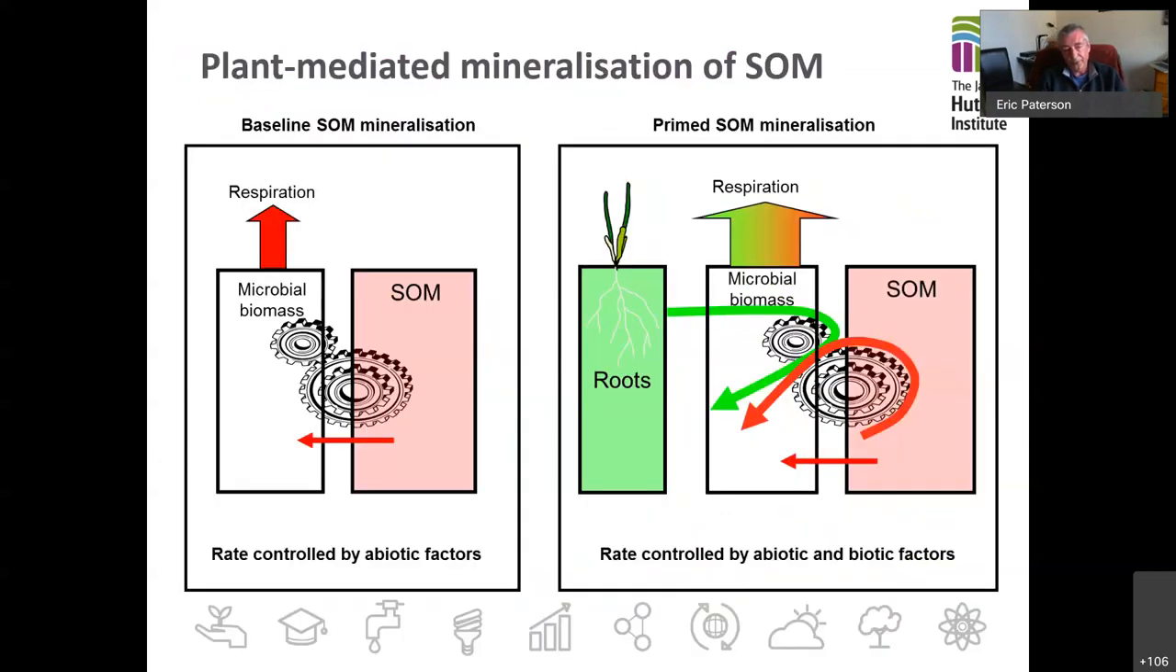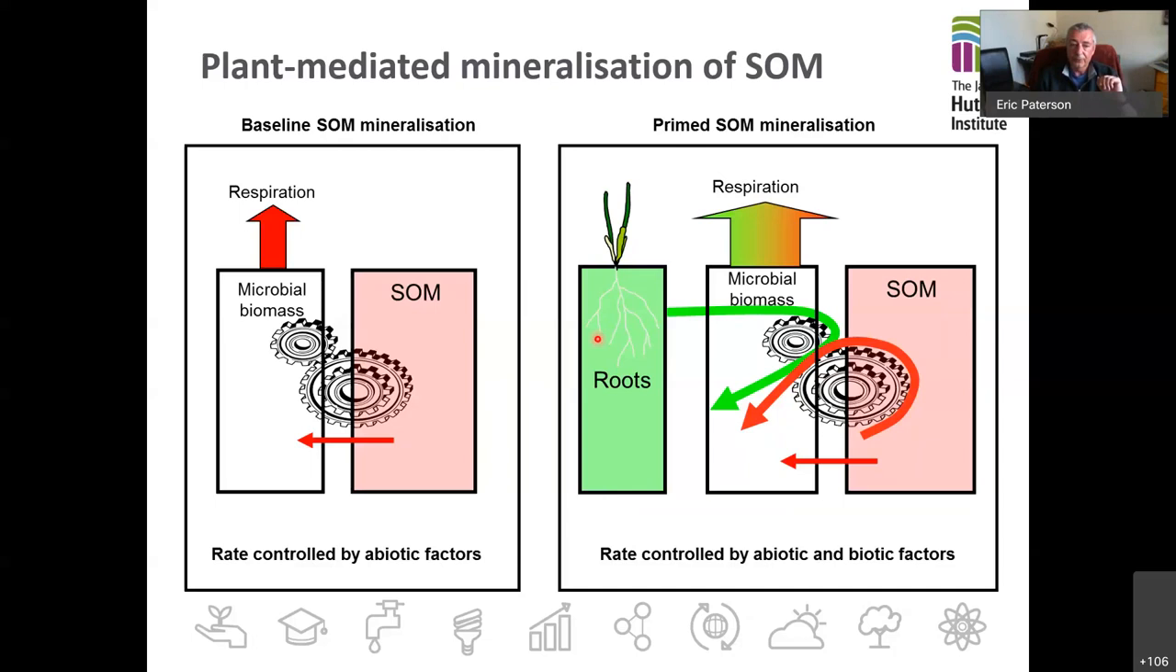So just to zoom in a little bit more and introduce the methods. On the left-hand panel here, we have mineralization of soil organic matter without an influence of a plant. And this is how influences on soil organic matter mineralization have been studied for a whole host of years. You can narrow it down to abiotic factors. It's temperature and moisture that tend to drive this arrow here. And indeed, this kind of representation is what's most commonly still used in soil carbon models.